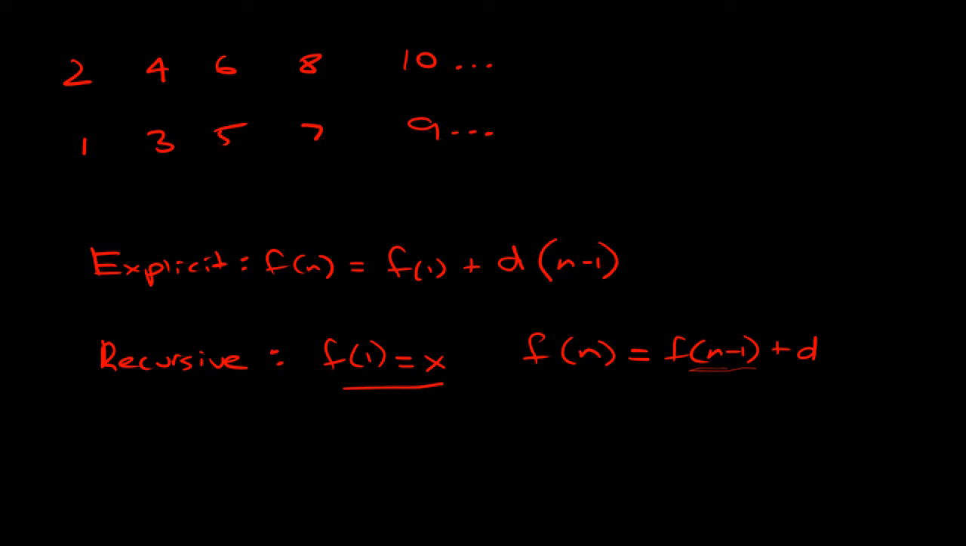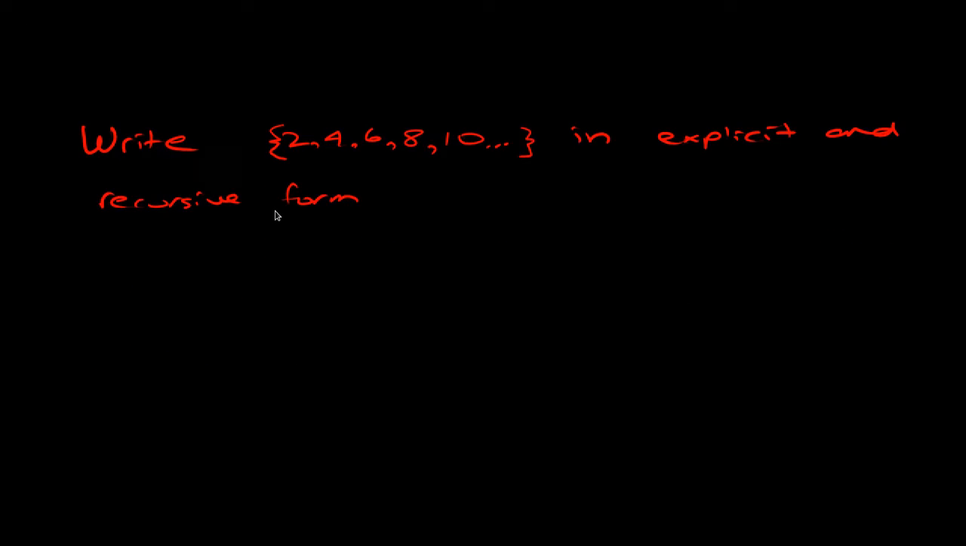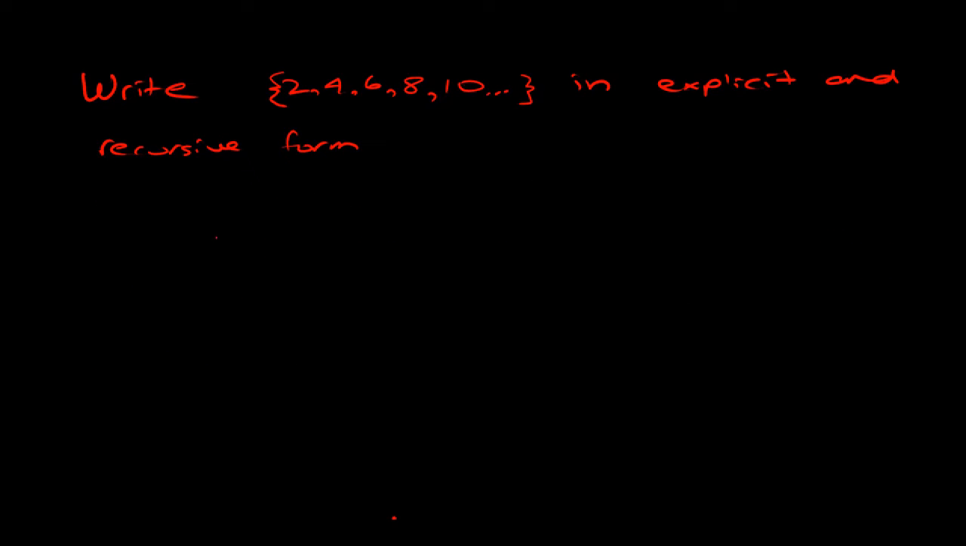Alright, so that was a lot to take in. So let's do a couple examples. Write 2, 4, 6, 8, 10, so all the even numbers, in explicit and recursive form. Alright, well, explicit, we'll start off with that. So f of n is equal to f of 1 plus the common difference times n minus 1.